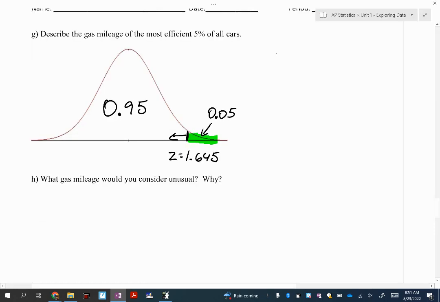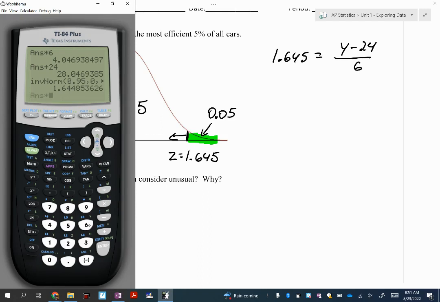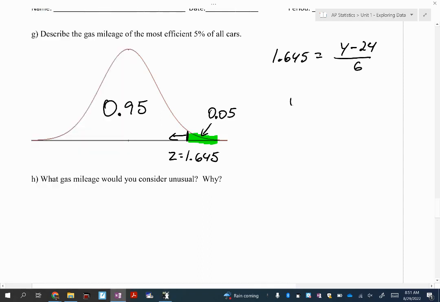All right, using my formula, you're seeing this problem again. Now this third time we've done it. Multiply by 6, add 24, and you get 33.869. All right, so this would be for the most efficient 5% of all cars.